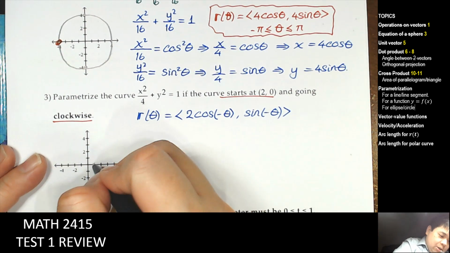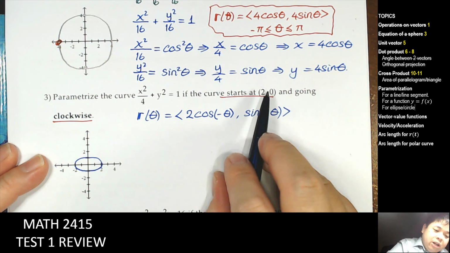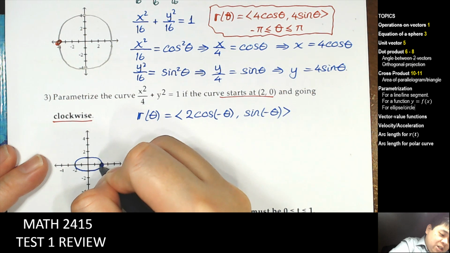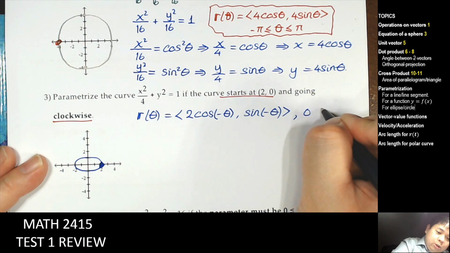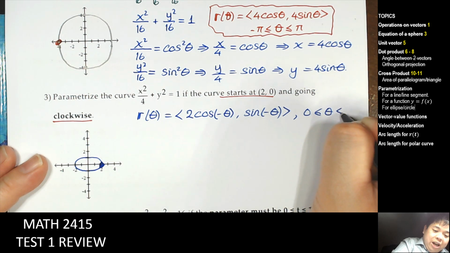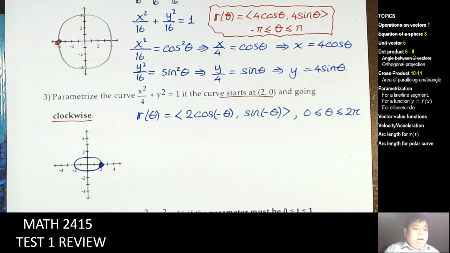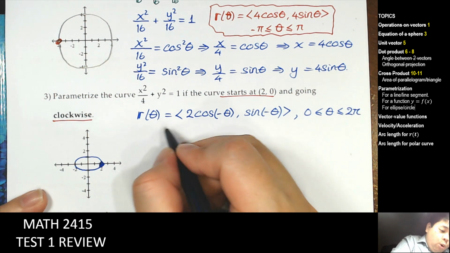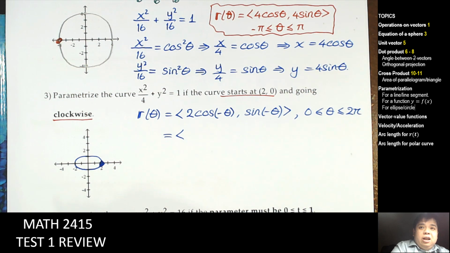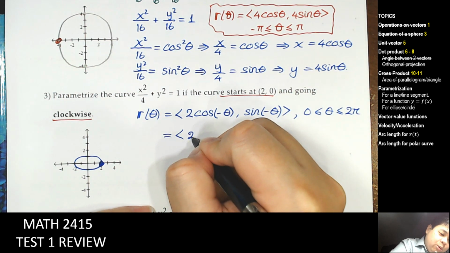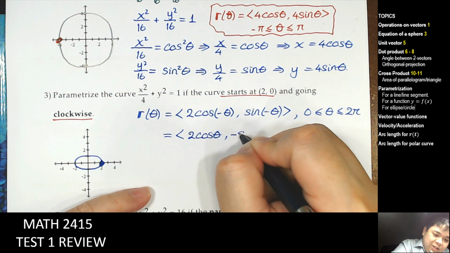Right. So it will go like this, and start at 2 and 0. So that is the standard position, 0 degrees. It actually starts from here. So it will go from 0 to 2 pi. So we don't change anything there. We only put the negative in it. Of course, we can leave it like that, or use cosine and sine properties. Cosine is an even function, sine is an odd function. So we have 2 cosine of theta, and then negative sine of theta.